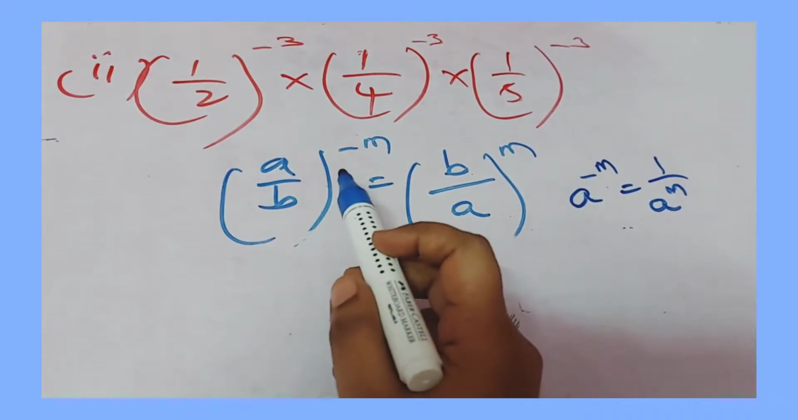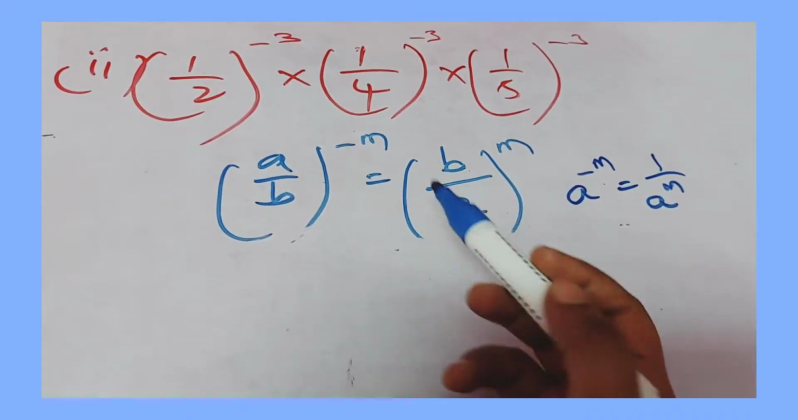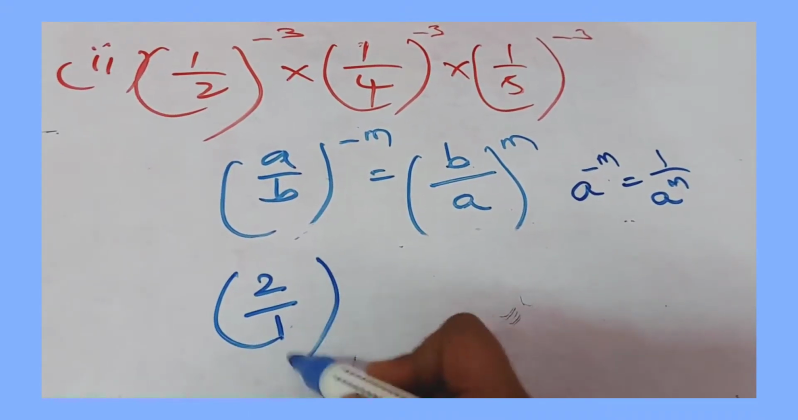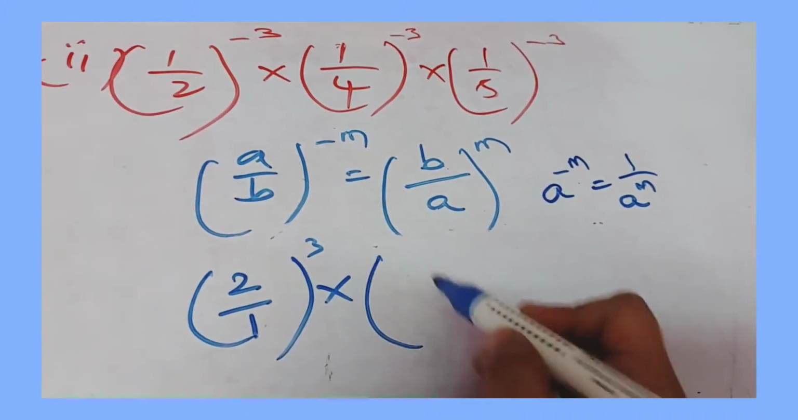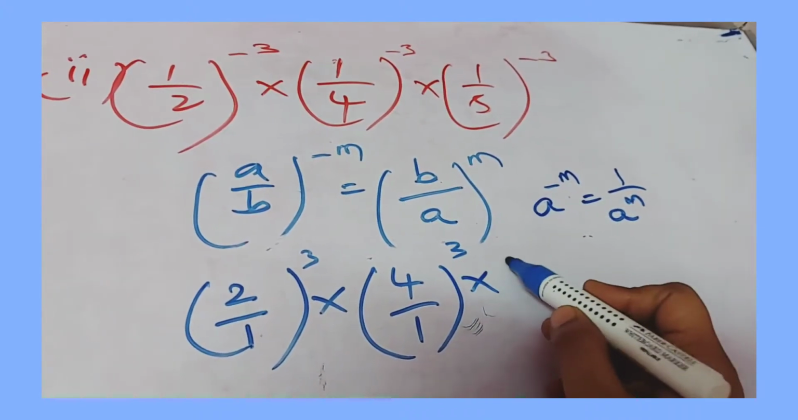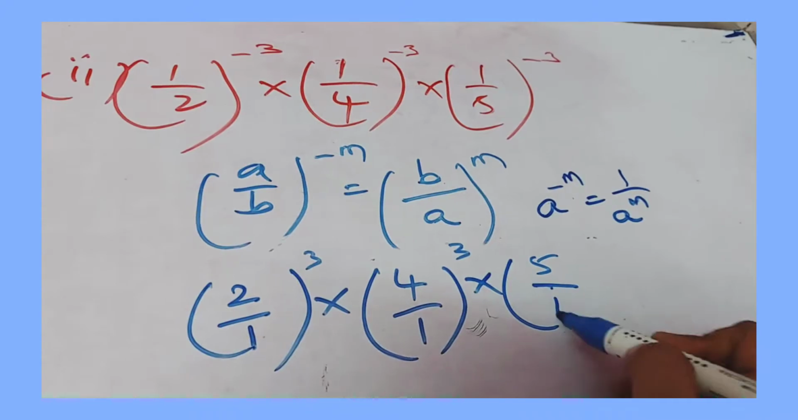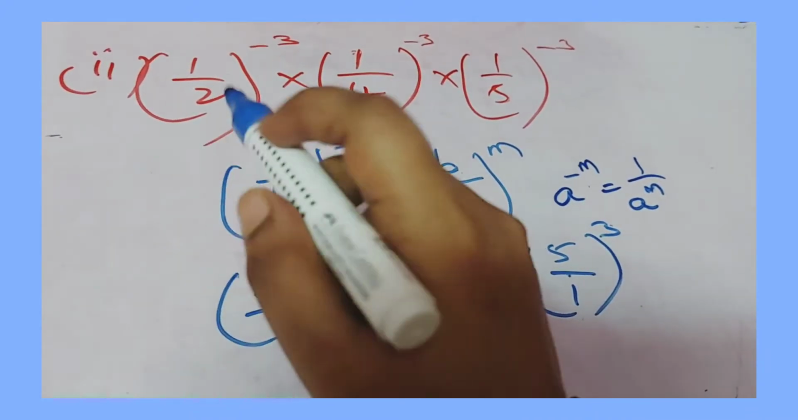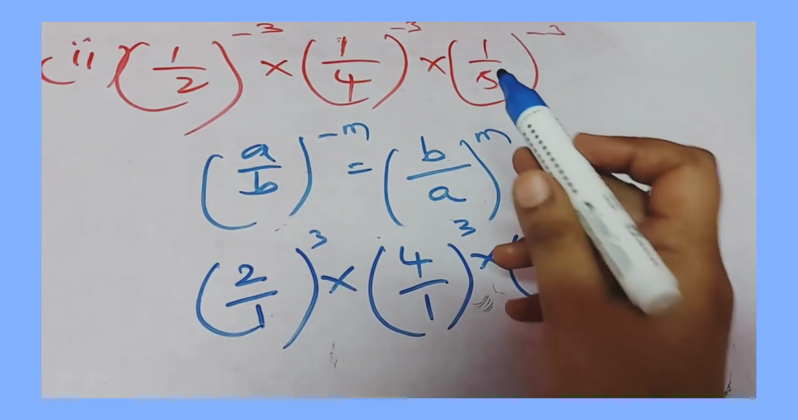Here (1 by 2) whole to the power of minus 3 is there. So b by a, you have to take 2 by 1. (2 by 1) whole to the power of 3 into (4 by 1) whole to the power of 3 into again (5 by 1) whole to the power of 3. So this form you have to take. You have to take the reciprocal, okay, multiplicative inverse.